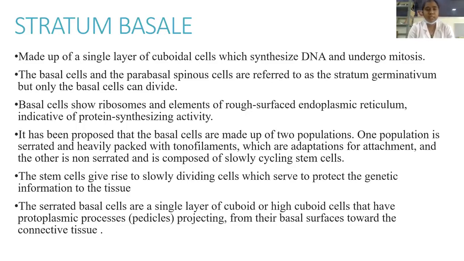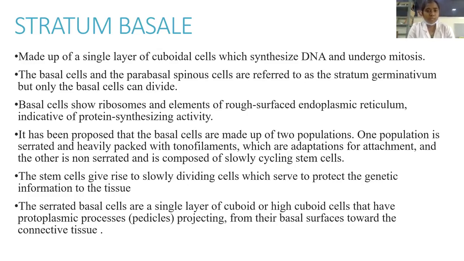Then comes the stratum basale, made up of a single layer of cuboidal cells which synthesize DNA and undergo mitosis. The basal cells and the parabasal spinous layers are referred to as the stratum germinativum, but only the basal cells can divide. Basal cells show ribosomes and elements of rough surface endoplasmic reticulum, indicative of protein synthesizing activity.